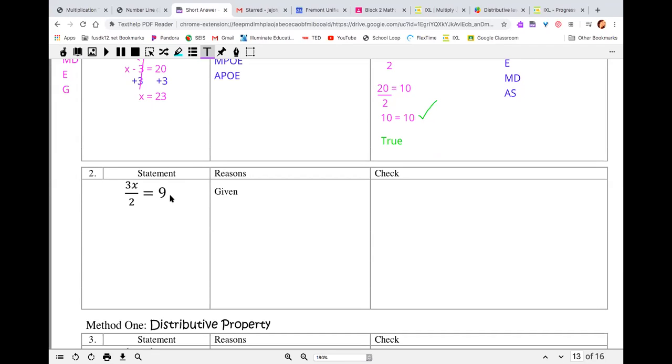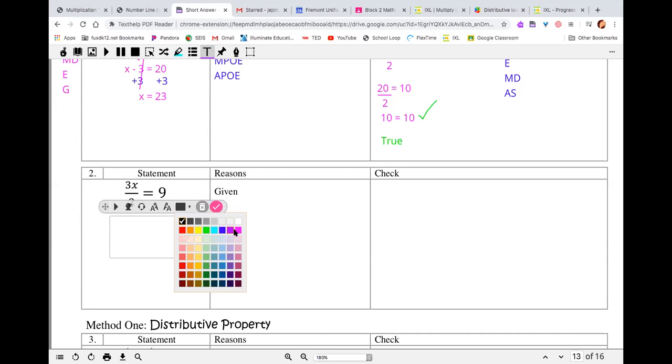Times. I'm going to times, okay? Yeah. Because it says divide? Yeah. Nice. Okay, I want to get rid of my fraction. I'm going to eliminate the fraction by multiplying both sides. Property of equality means what I do to one side of the equation, I must do to the other.